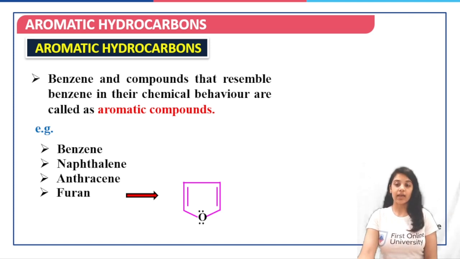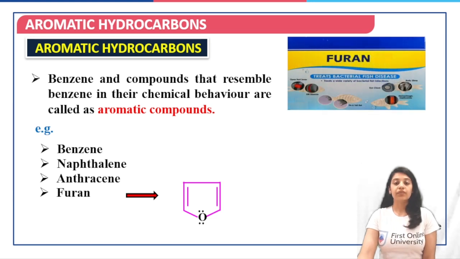Now you will say, how does this become an aromatic compound? We will study what are the rules that make a compound become aromatic. Only if those rules are satisfied in case of certain compounds, then only we call those compounds aromatic. Here, the oxygen lone pair has a very important role to play in making furan an aromatic compound. Furan has been used to treat bacterial fish disease as well.